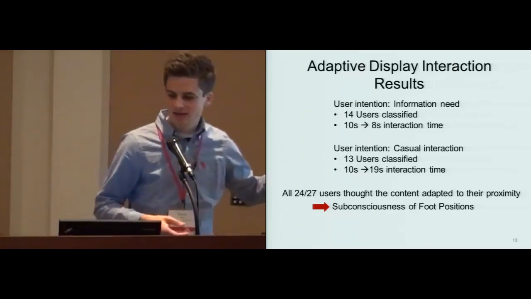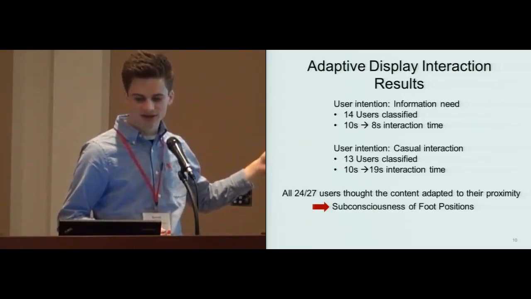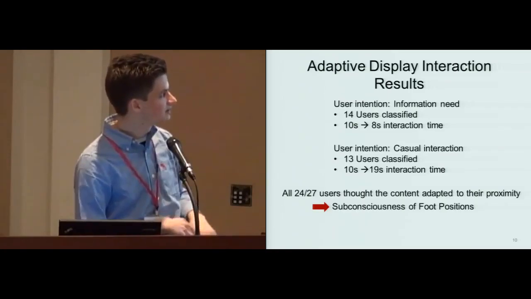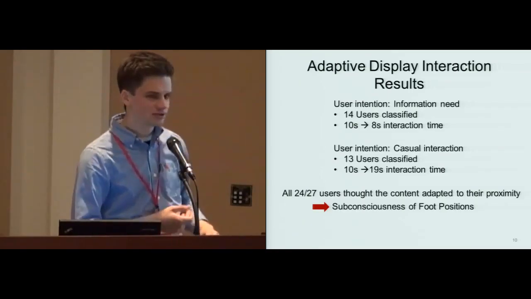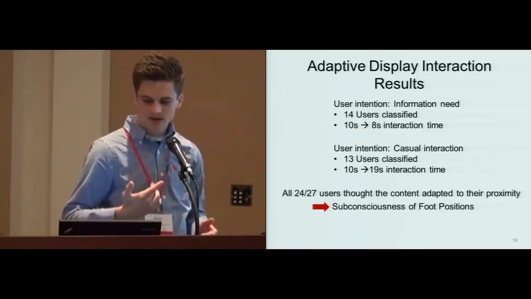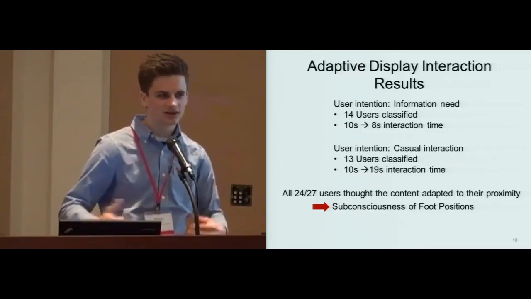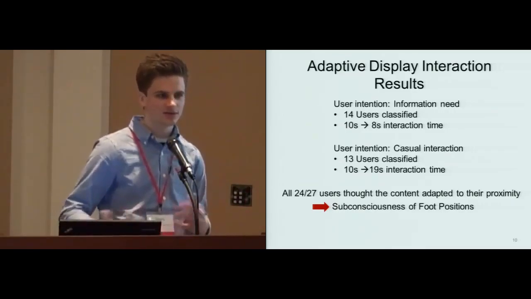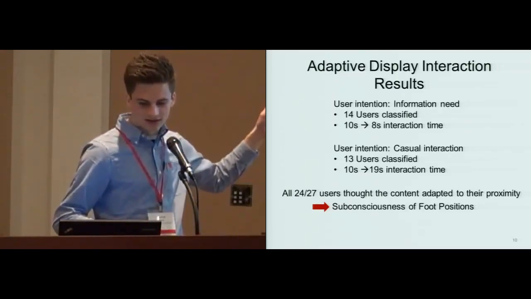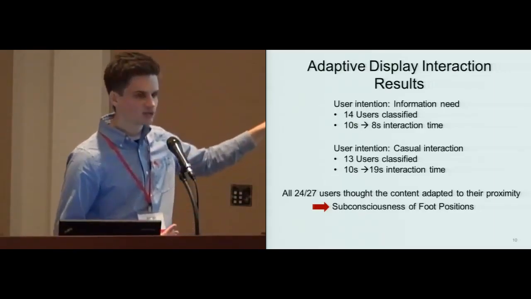And on the other side, 13 people were classified with casual interaction. Their interaction time significantly increased to 19 seconds from 10 seconds, which should suggest that probably their attention was gathered. By showing them immediately that the system is interactive and has some entertaining content, they might be more interested. I also asked users how they thought the content was adapted, and 24 out of 27 people thought it was due to their proximity.